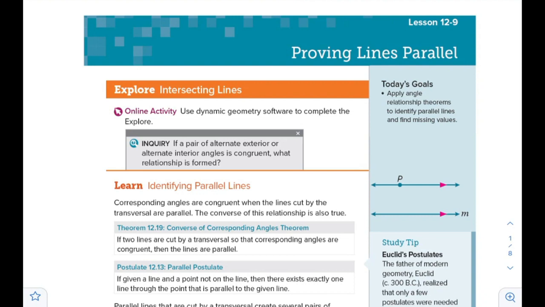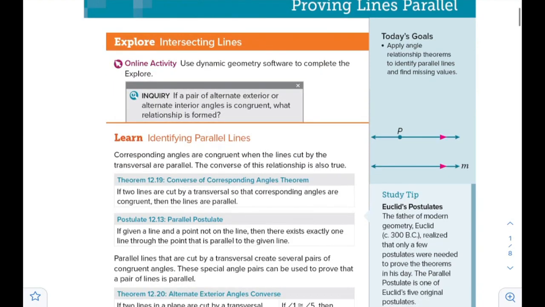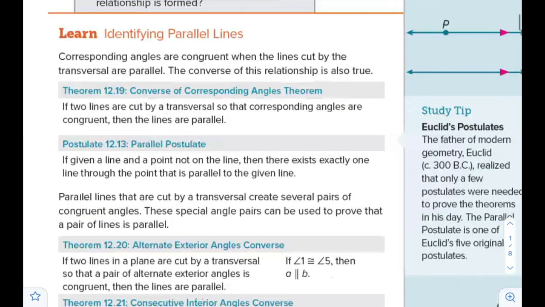And we are going to do that when you know relations between angles that we have studied in lesson 12.7, which is parallel lines and angles, or angles when the lines are parallel. Let's see here, what do we mean by proving lines parallel? Corresponding angles are congruent when the lines cut by the transversal are parallel. The converse of this relationship is also true.